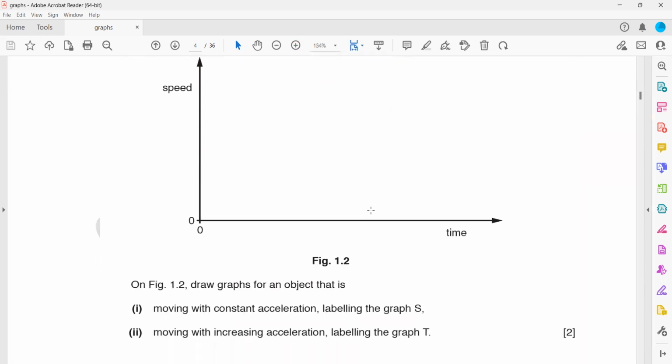On figure 1.1, draw the graph of an object that is moving at a constant acceleration. So on a speed-time graph, what does the slope represent? The slope represents acceleration. So for moving at a constant acceleration, we have to draw a line with a constant gradient and label that S. And then increasing acceleration means the slope should increase. So that will be T.